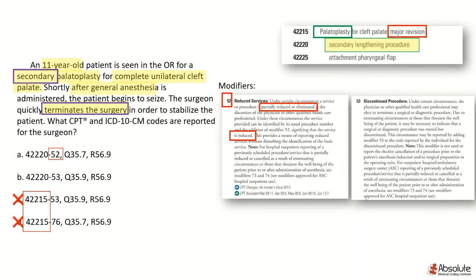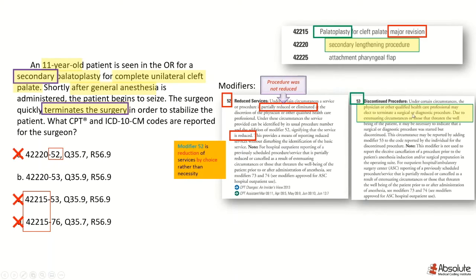But really, this was not truly at the provider's discretion. Okay, so you can't say it was reduced because it wasn't even started. What happened was they began. Okay, 52 is a reduction of services by choice. Okay, it wasn't at their discretion, it was rather out of necessity because this patient began to seize. All right, so with 53 it was discontinued because they had to, because it was due to extenuating circumstances or those that would threaten the well-being of the patient.